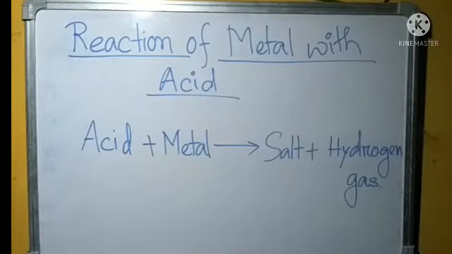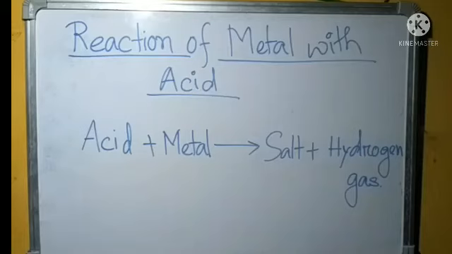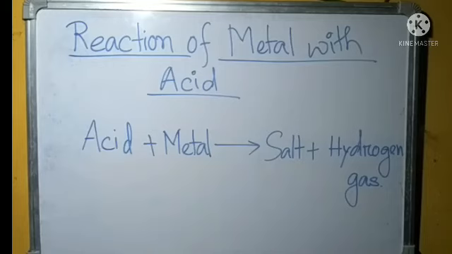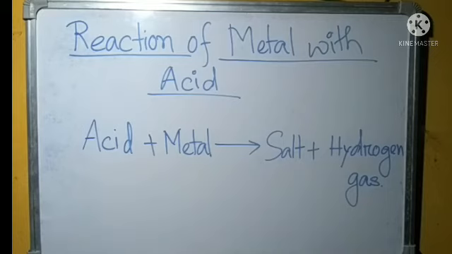Now we are going to the main topic, that is, what happens when a metal reacts with an acid. Whenever a metal reacts with an acid, there will be formation of salt, the salt of the metal and the acid, and hydrogen gas. So please remember, whenever there is a reaction between a metal and an acid, the products will be salt and hydrogen gas. Hydrogen gas is simple, H2, and the metal and the acid you can recognize from the reaction itself.